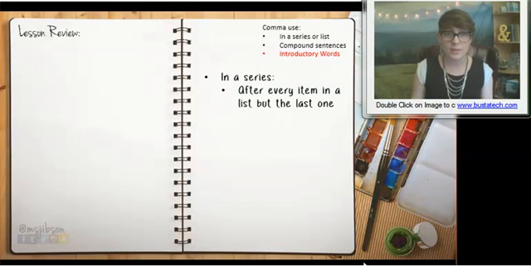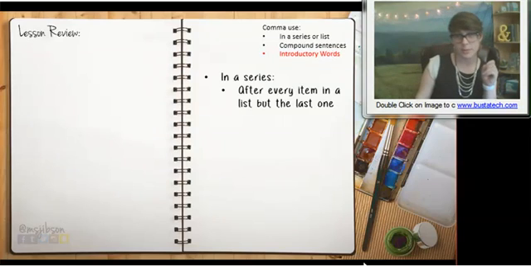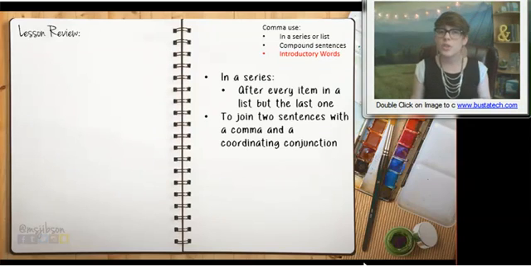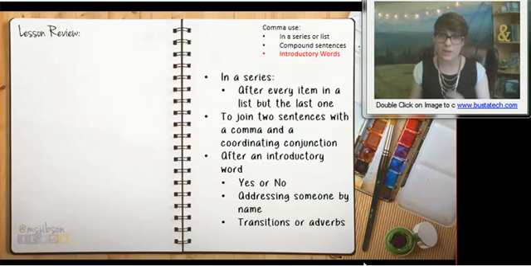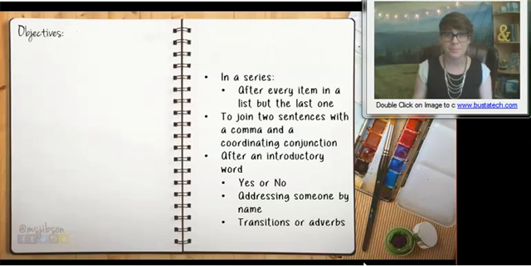So, review the lesson. We learned how to use commas in a series, after every item in a list, but the last one. To join 2 sentences with a comma and a coordinating conjunction. And remember, to do this, you have to have a verb and a subject in one, and a verb and a subject in the other. And then, after an introductory word like yes, no, when you use someone's name to talk to them, or when you have a transition as your first word, or an adverb telling someone how the action was performed.